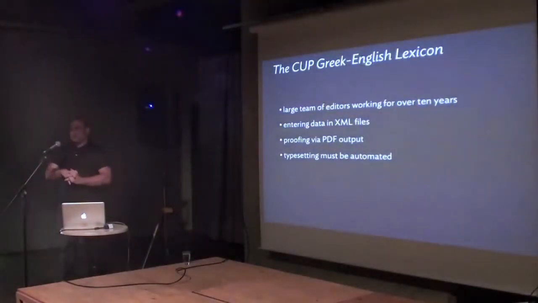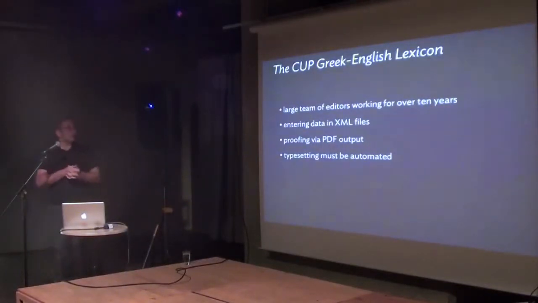So Cambridge University Press decided 14 years ago to update this thing and produce an intermediate Greek-English lexicon. Now intermediate in academic terms is something this thick, but the idea was that it would be a single volume that students could take with them. The editors worked on this project for over 10 years.